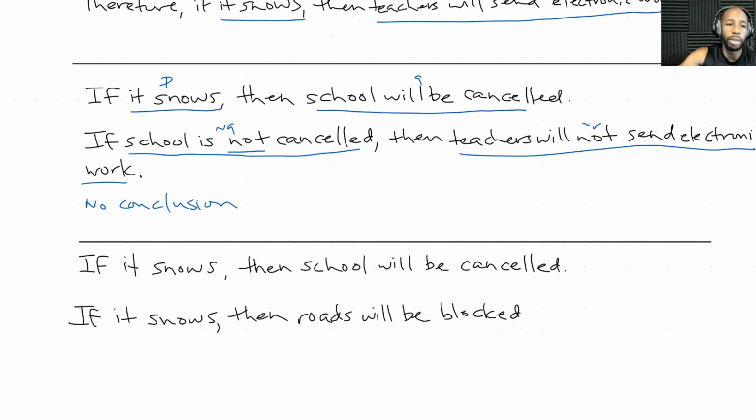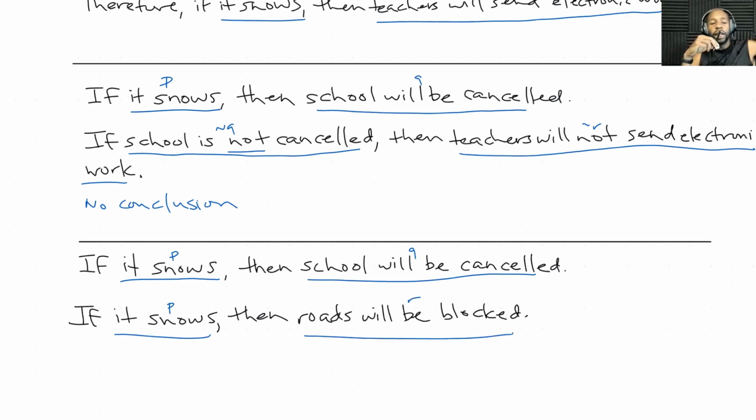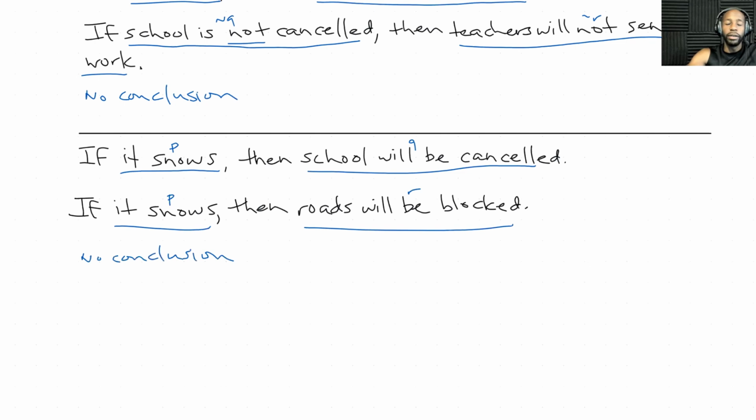Okay, so let's do our labeling here. There's a P, there's a Q. What is this? P again. It snows. Roads will be blocked. Can we make any conclusions based on that? According to the law of syllogism, no. You can't make any sort of conclusion based on that. Okay. So make sure you note that it doesn't follow the law of syllogism. So no conclusion. Okay. Make sure that makes sense to you. It has to follow the law of syllogism verbatim, so to speak.